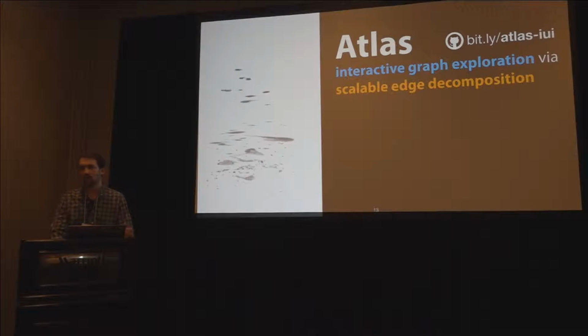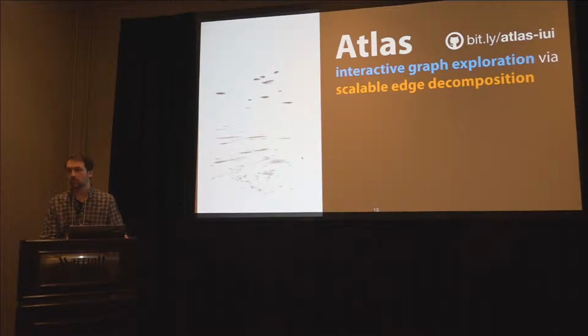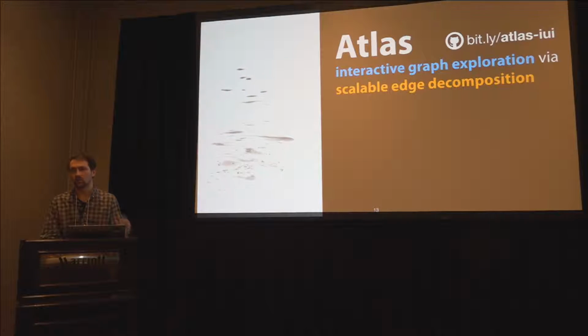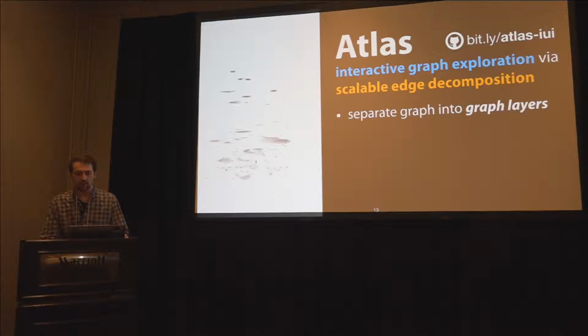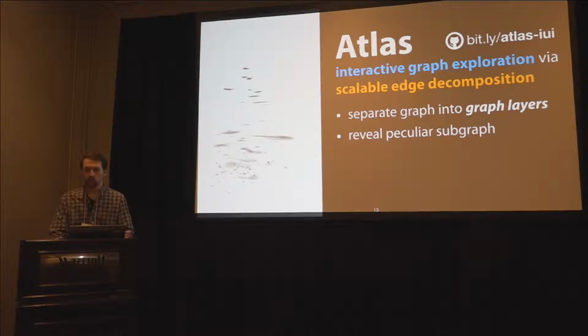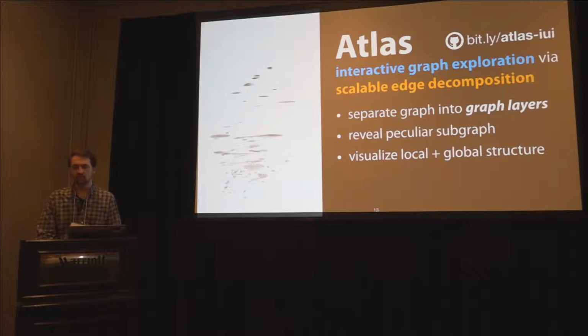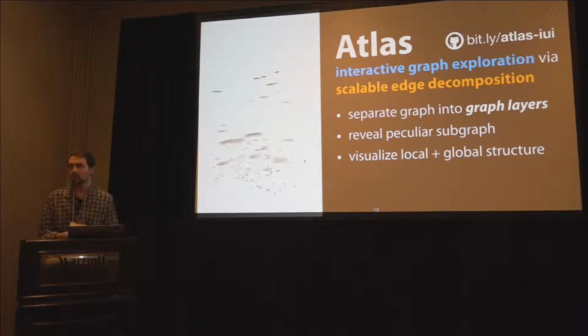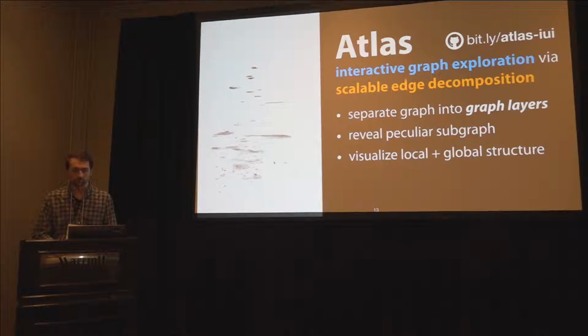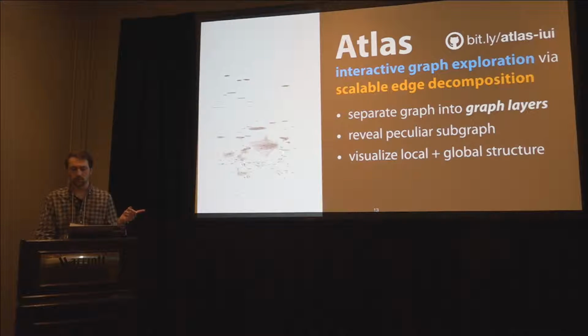So this is Atlas. This is an interactive graph exploration system that wields a scalable edge decomposition algorithm. We're going to go into what that means in a little bit. What Atlas does is it separates large graphs into what we're calling graph layers, and each layer reveals some peculiar subgraph structure. Another benefit of Atlas is that you're able to visualize this local structure within the context of your entire graph. There's also a bit.ly link up here that'll link you to all the code. Everything here is open source.